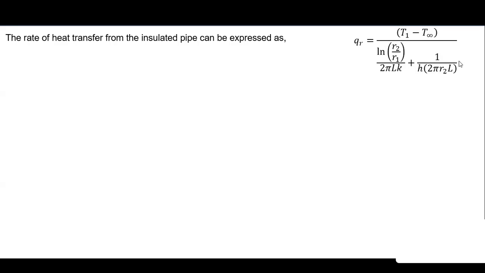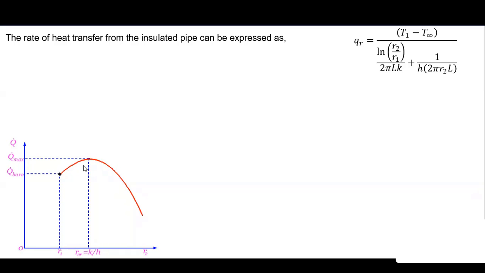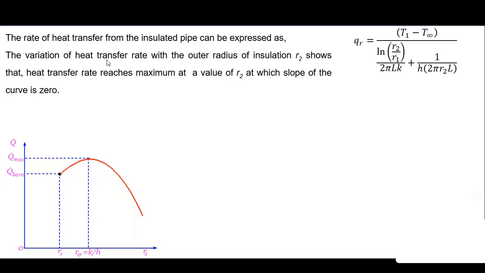One is offered by the insulation, the other one is convective resistance. If you use this sketch once again, you can recall that the rate of heat transfer is increasing with radius and it reaches a peak value. So the variation of heat transfer rate with outer radius of insulation shows that the heat transfer reaches a maximum at a particular value of R2, at which the slope of the curve is 0.